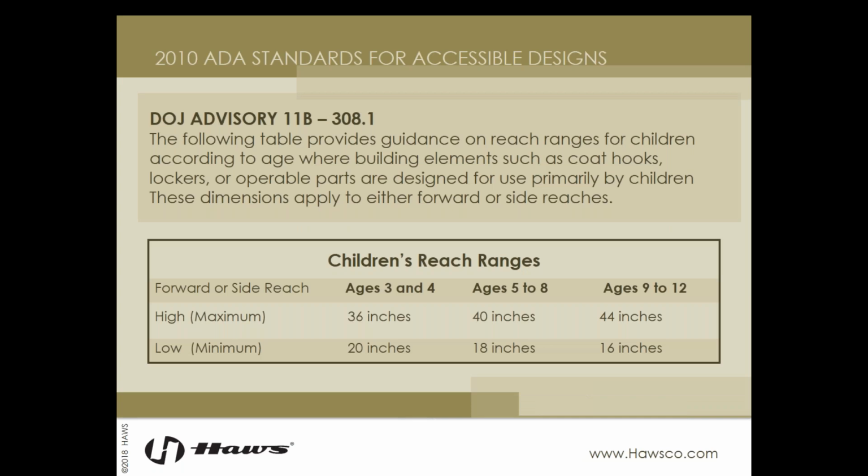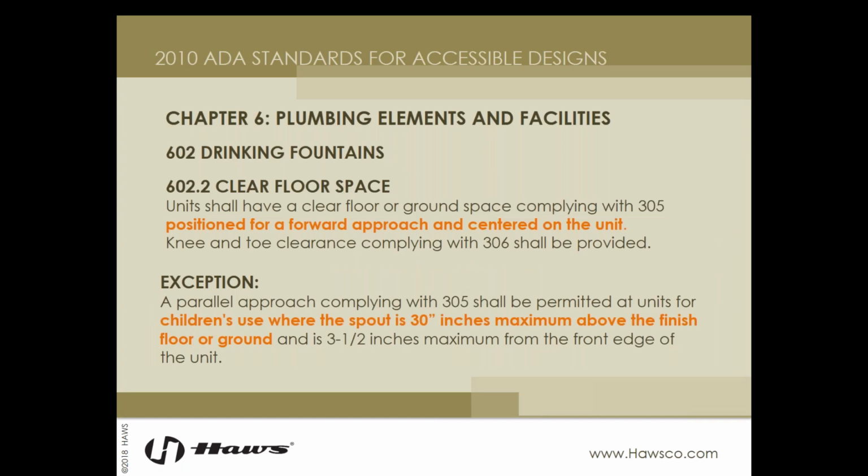Section 308 includes a DOJ advisory regarding additional elements and their reach ranges. It also has a chart that covers children's use reach ranges in a pretty easy to use table. It includes age ranges and their requirements for their age. This is common in daycares and in schools. As you can see, ages 3 and 4, we have a 36 and 20 inch high-low. 5 to 8, 40-inch and 18-inch high-low, and then 9 to 12, 44-inch and 16-inch. And again, in the ADA, children are described as 12 and under.